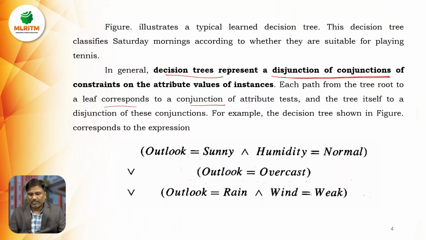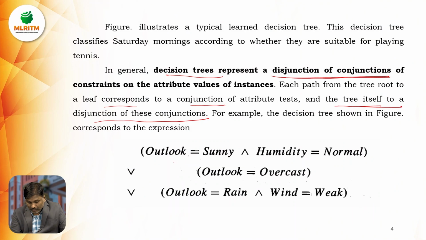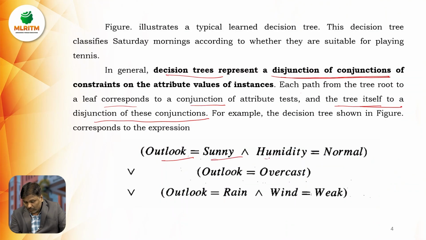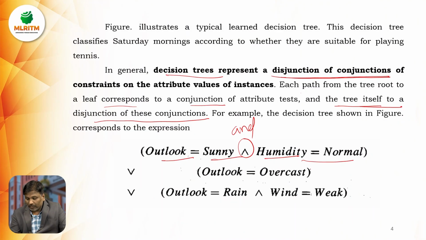All my attribute instances are in the conjunction, and the tree itself is a disjunction of these conjunctions. So for this condition, outlook equals sunny and humidity, both are represented by the AND condition. Humidity is normal, then only we can enjoy the play. So this is the enjoy sport example.